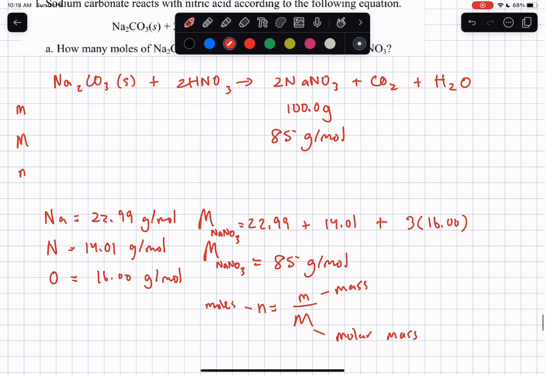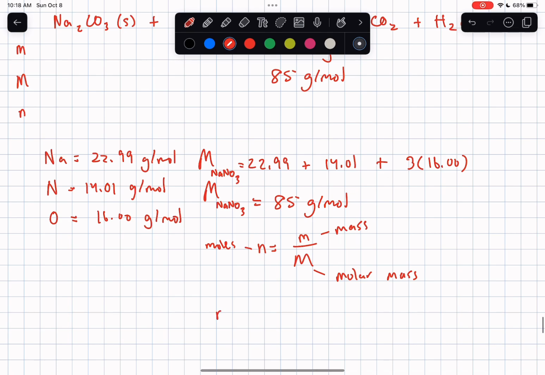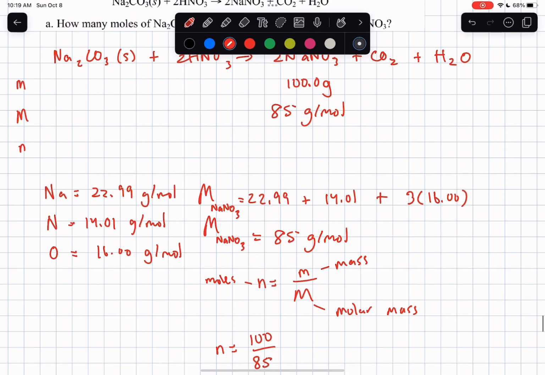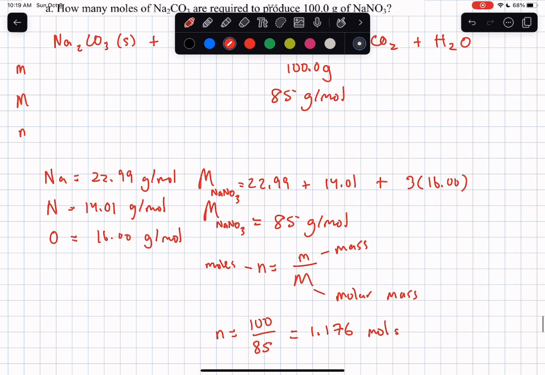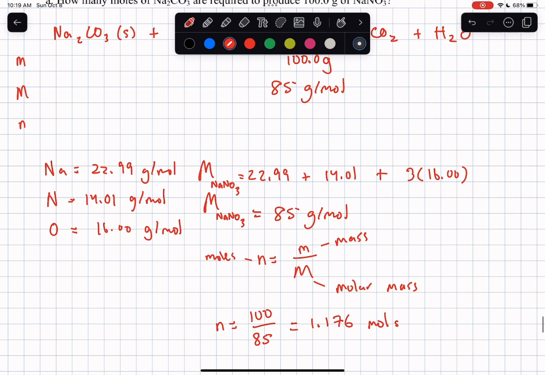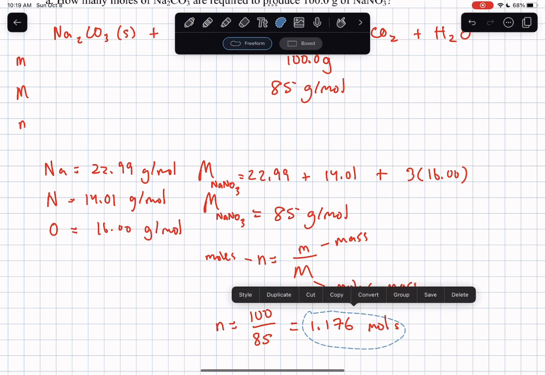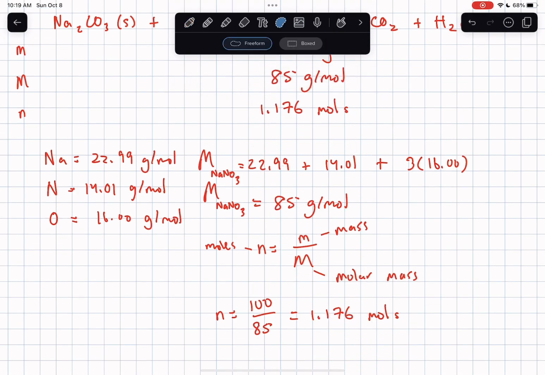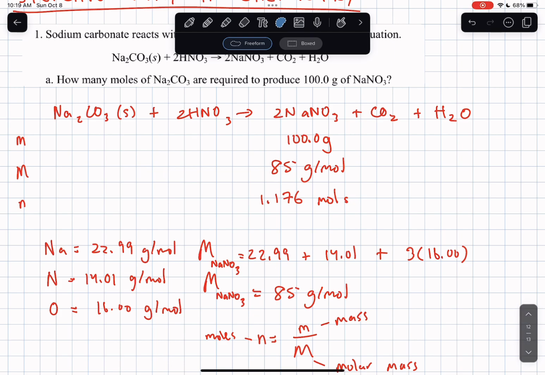So now using my calculator, if I divide 100 by 85, right? Because n equals 100 divided by 85. You get about 1.176 moles. Now, with this, you can plug it back into this chart thing. So now I have 1.176 moles of NaNO3.